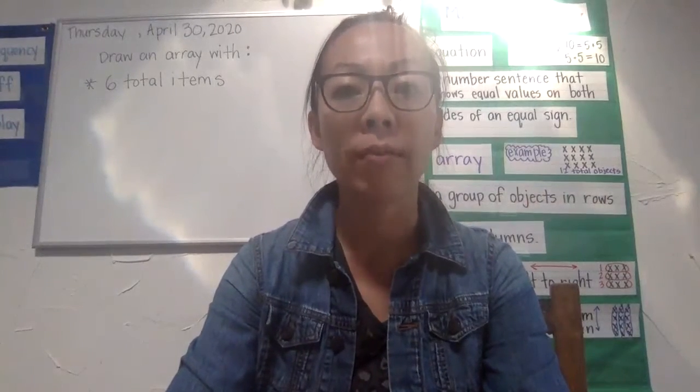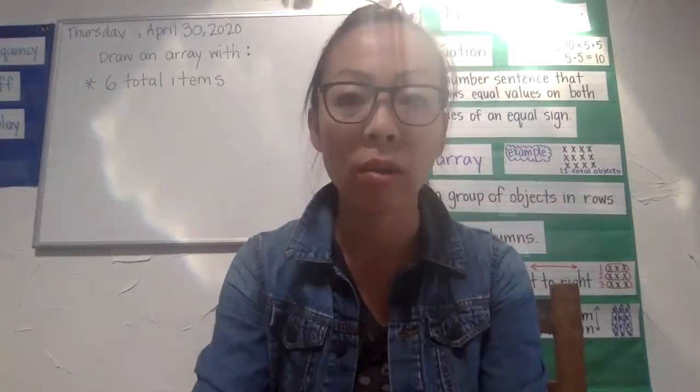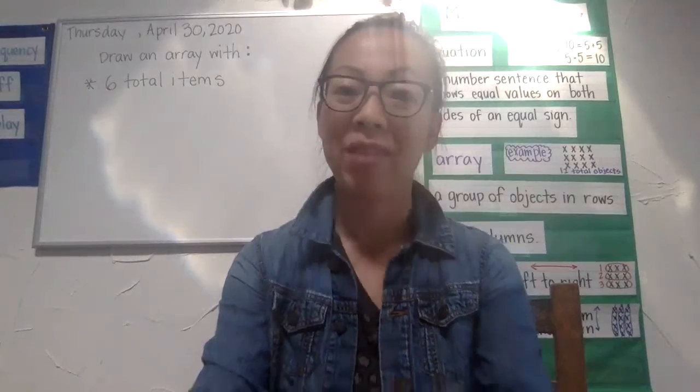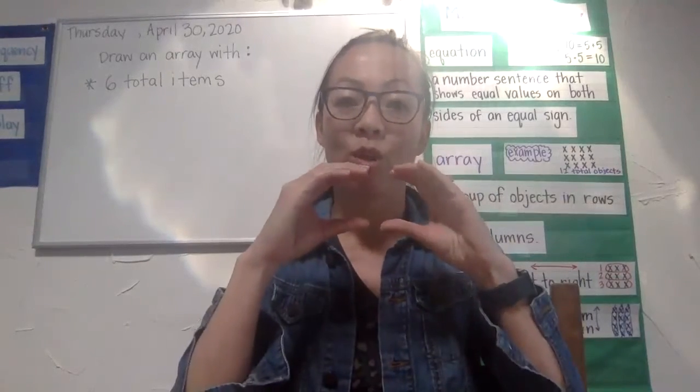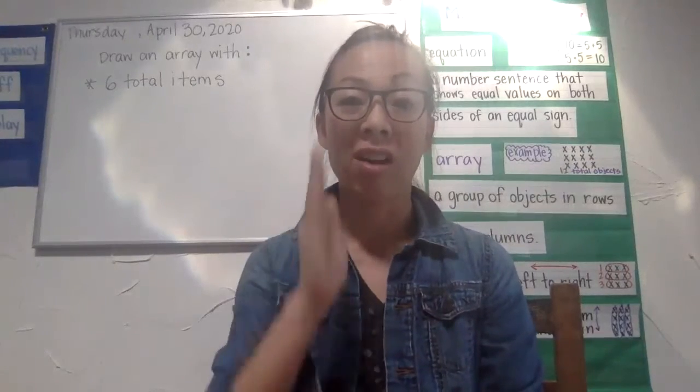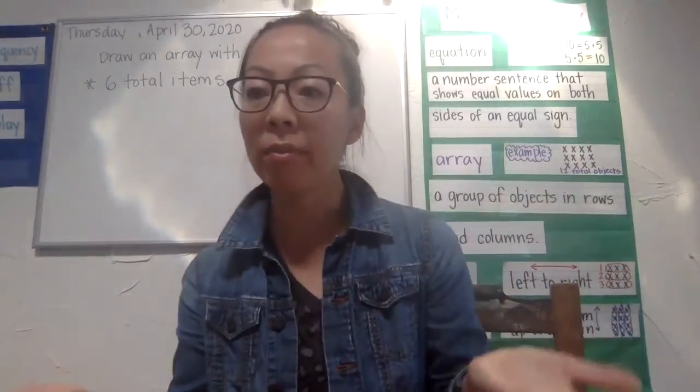Now, scholars, today in our arrays, we're going to have just a total amount that's given to us. And we have to make an array. Remember, an array does not work if it's not in a rectangle shape. That means we have to have an equal amount in every row and an equal amount in every column. Okay, so what does that mean? What does it look like?